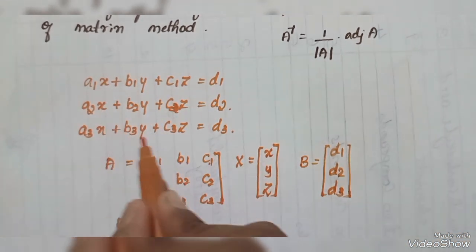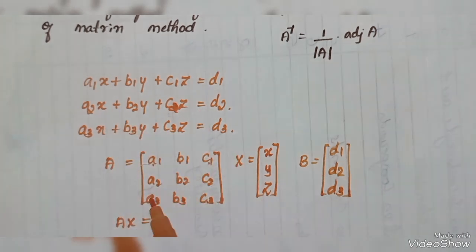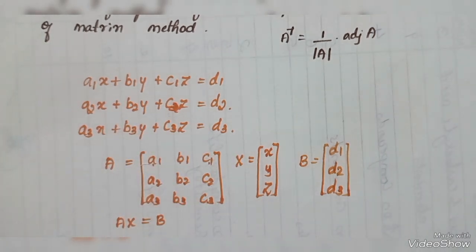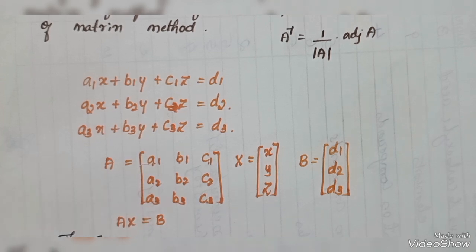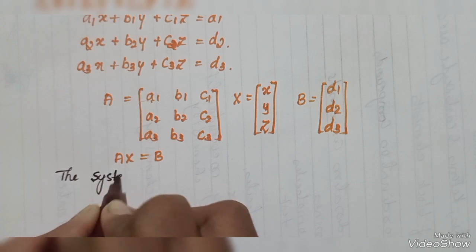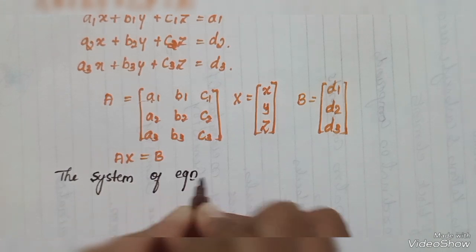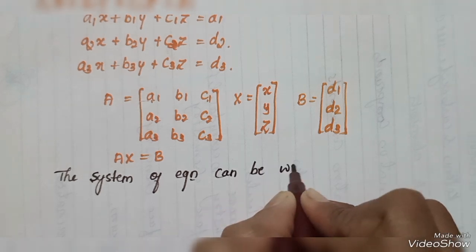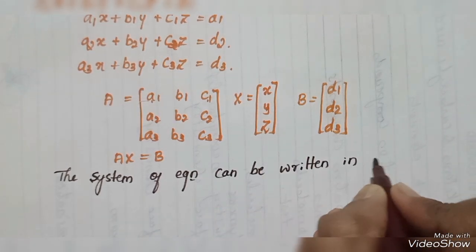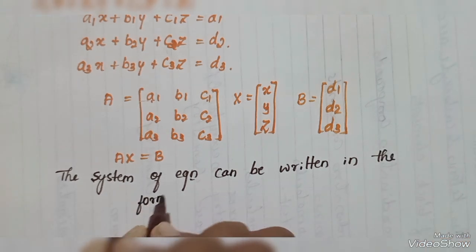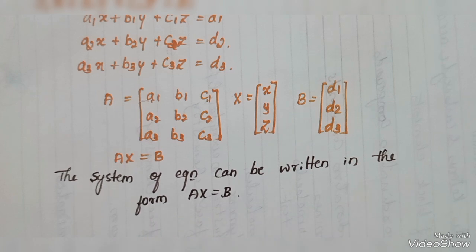The system of linear equations can be written in matrix form, that is AX equals B. Now we have two cases.